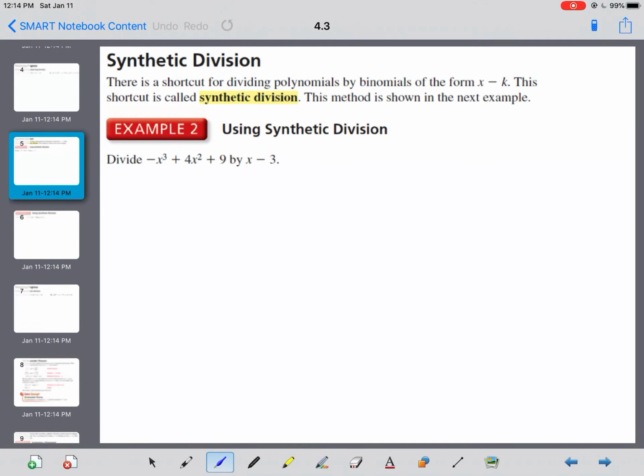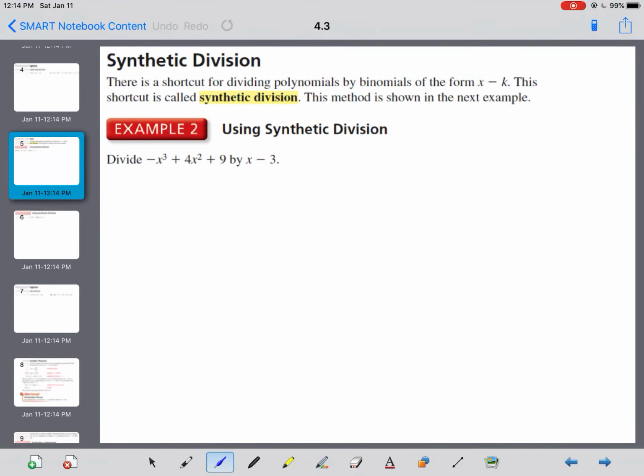Chapter 4, Section 3, second video. This one is about synthetic division. In math, typically almost in anything, you always end up learning the long way first so you understand what's going on, if you can, and then you end up getting shown the shortcut. Well, this is a shortcut.